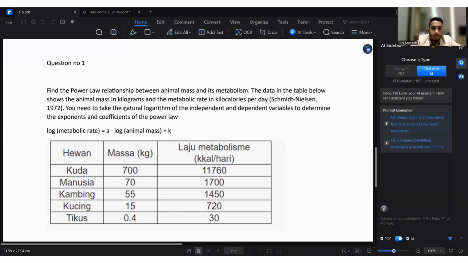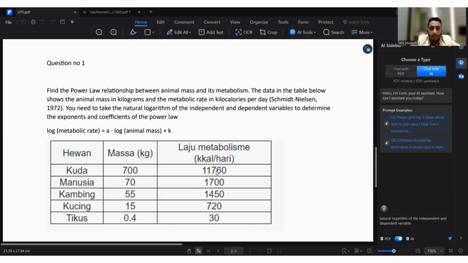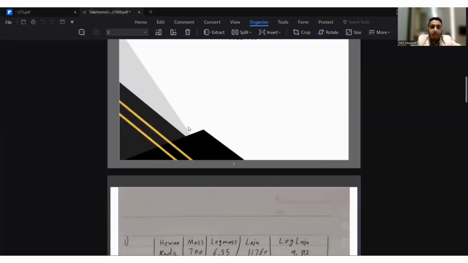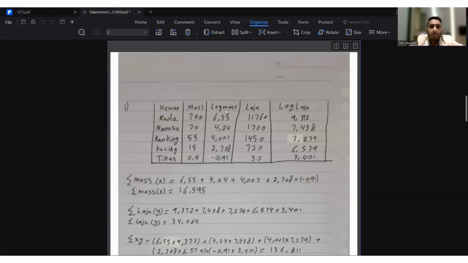We'll also have to take the natural log of all the independent and dependent variables. So we're going to take the natural log of the mass and the natural log of the metabolism rate. Going to the manual writing, after taking the natural log of each mass, we end up with 6.55, 4.24, 4.007, 2.708, and minus 0.91.